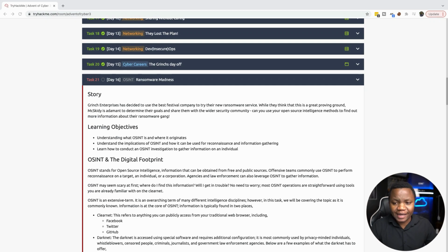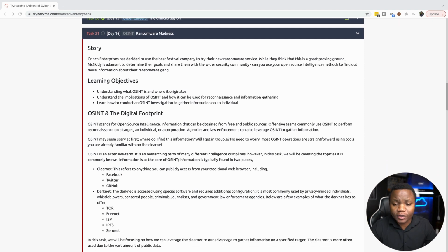Today we're doing day 18 and it's called Ransomware Madness. On this day we are learning about OSINT. OSINT stands for Open Source Intelligence Information, which is information that you can get from using publicly available sources.